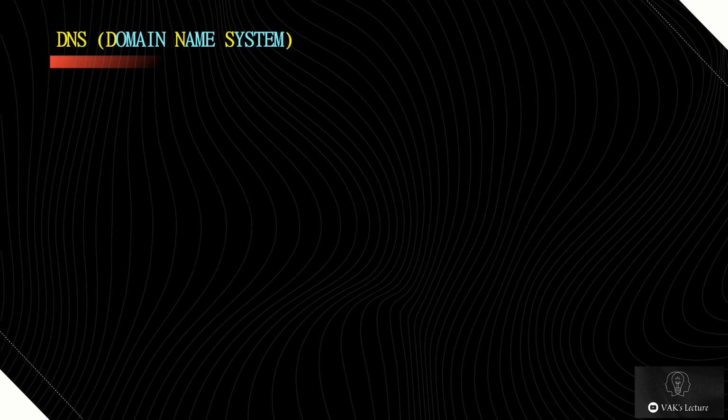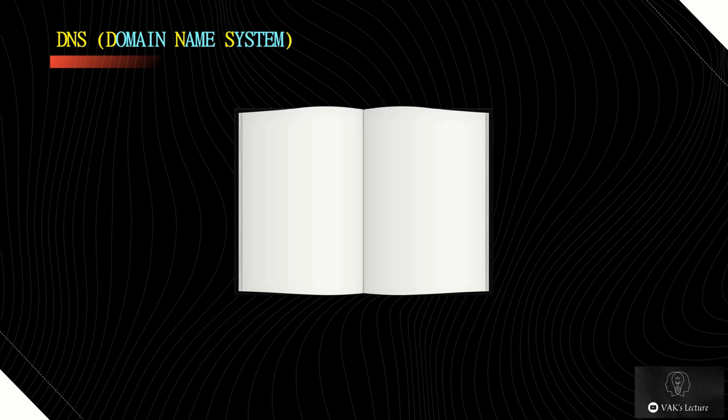DNS, or Domain Name System, maintains a table where names are mapped into numbers, or more specifically, where websites' domain names are mapped to their IP addresses.